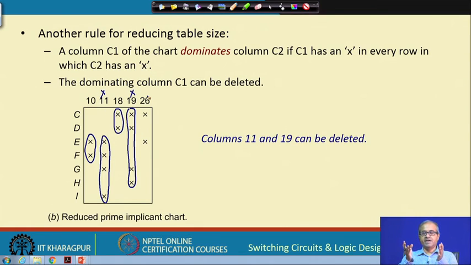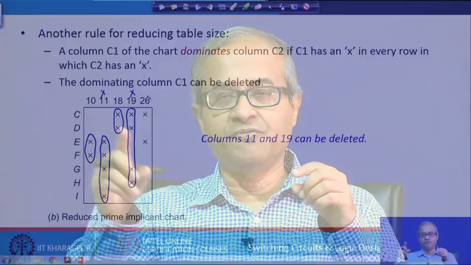So, the idea is that when you have this prime implicant chart, you first select the essential prime implicants, take them out, your size of the table reduces, then use row dominance and column dominance rule to further reduce the size of the table, then try to find out what will be the set of prime implicants that will cover all the min terms. This is the basic idea behind the Quine-McCluskey method.